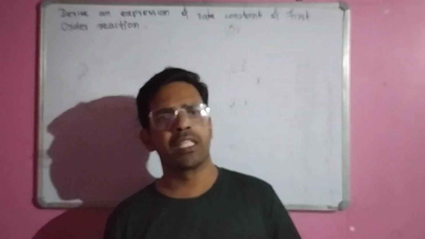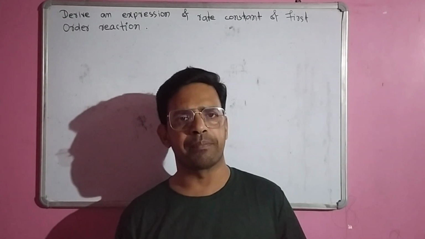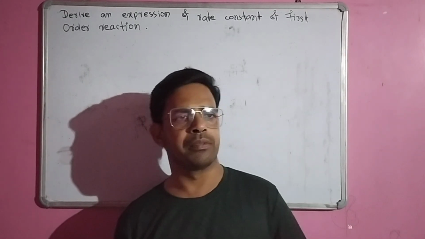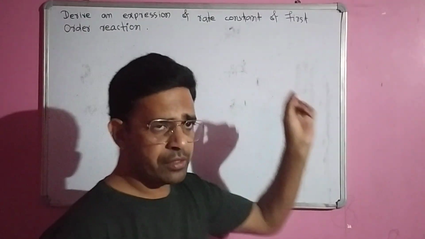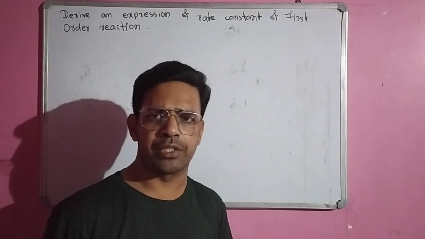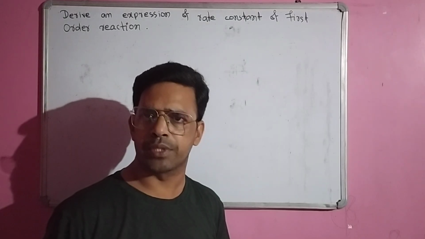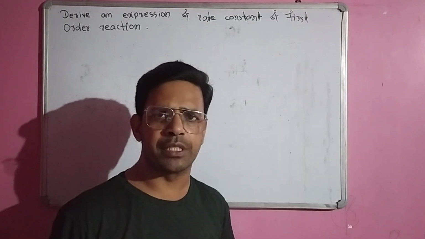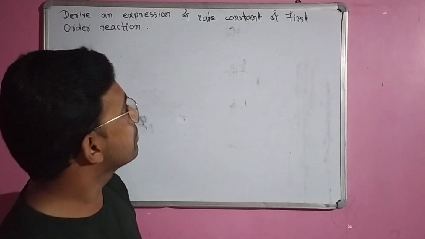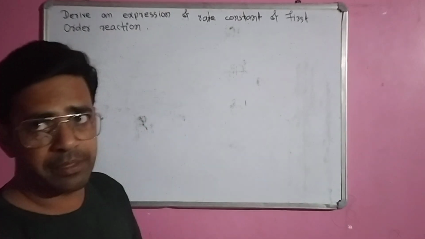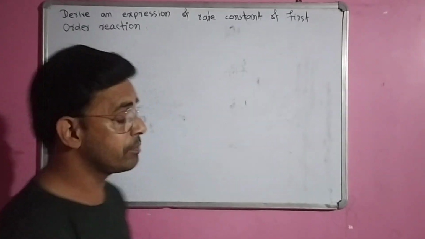Discussion about chemical kinetics, chapter number 3, class 12. Expression of rate constant of first order reaction. This is a very important question. Many times it was given. 4 marks will be given for this question.